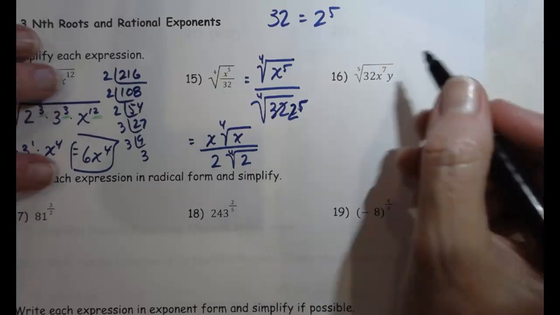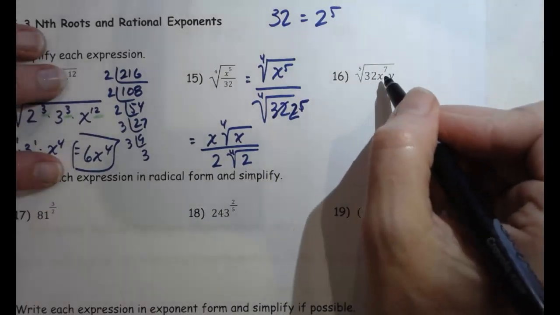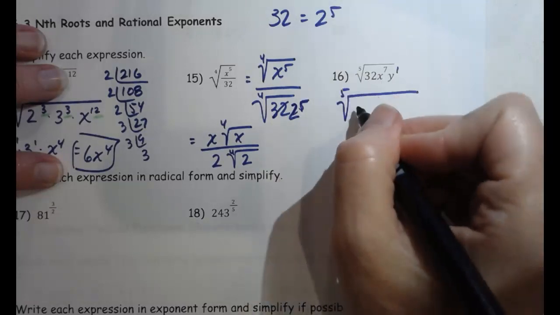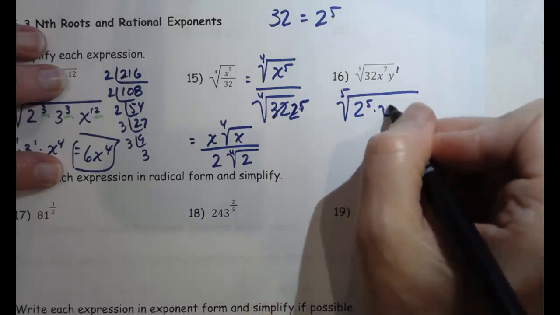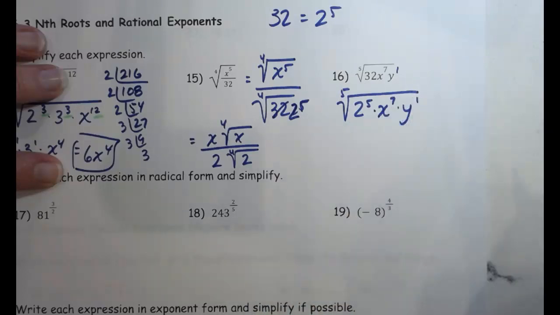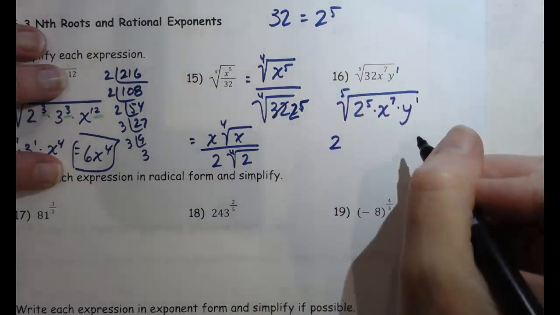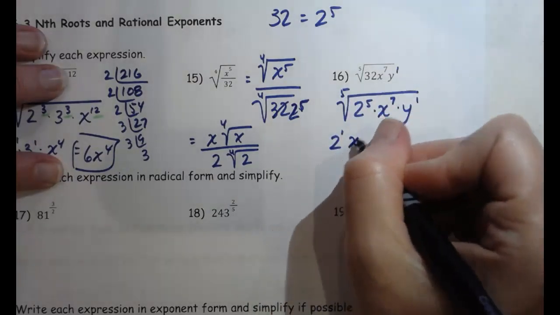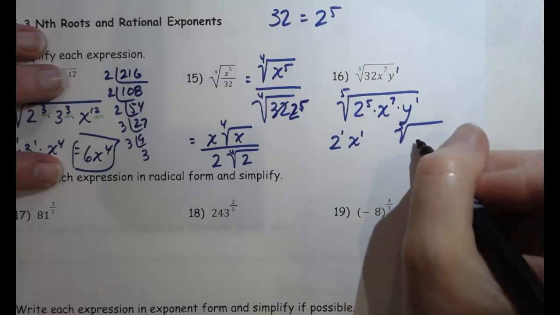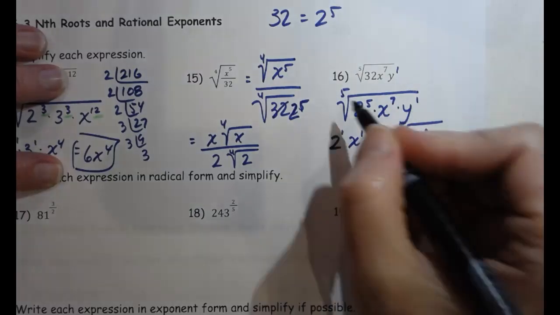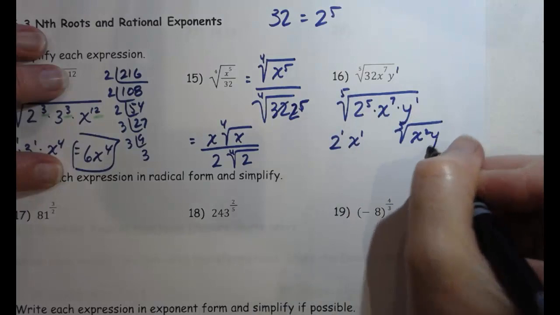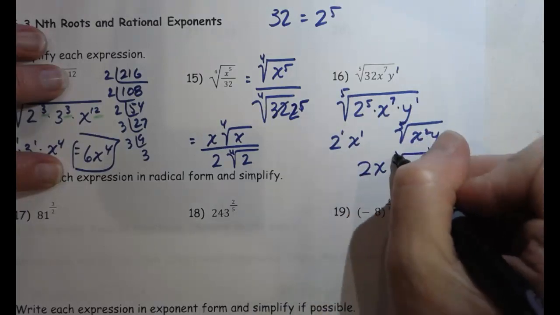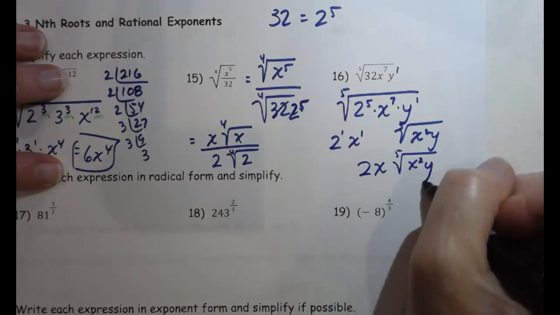Let's look at 16. It's the 5th root of 32, x to the 7th, y to the 1st. So this is the 5th root of 2 to the 5th, x to the 7th, y to the 1st. 5 goes into 5, 1 whole time, none left under. 5 goes into 7, 1 whole time, with 2 powers left under. 5 won't go into 1, that's why the y is left under. So what are we left with? 2x, 5th root, x squared y.